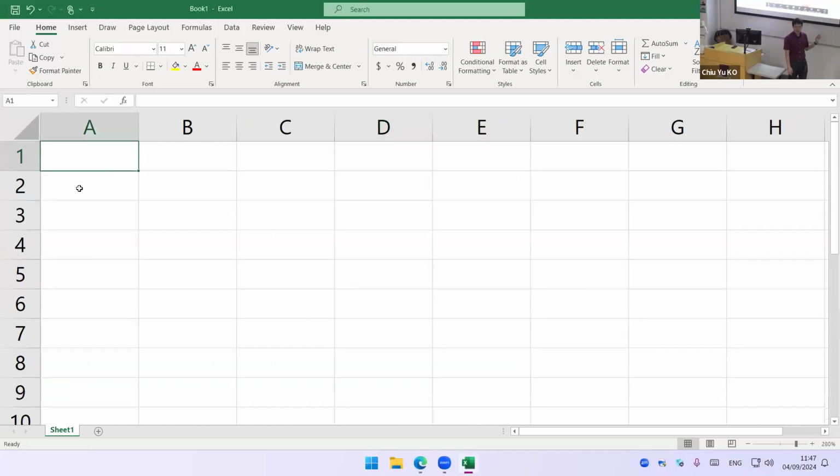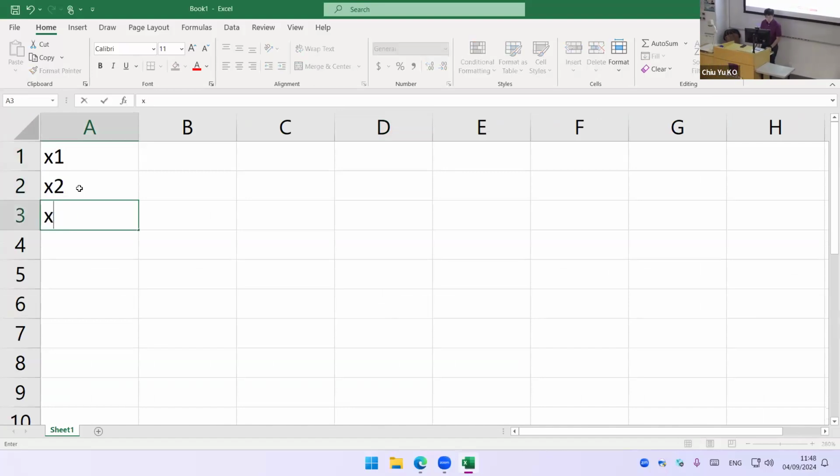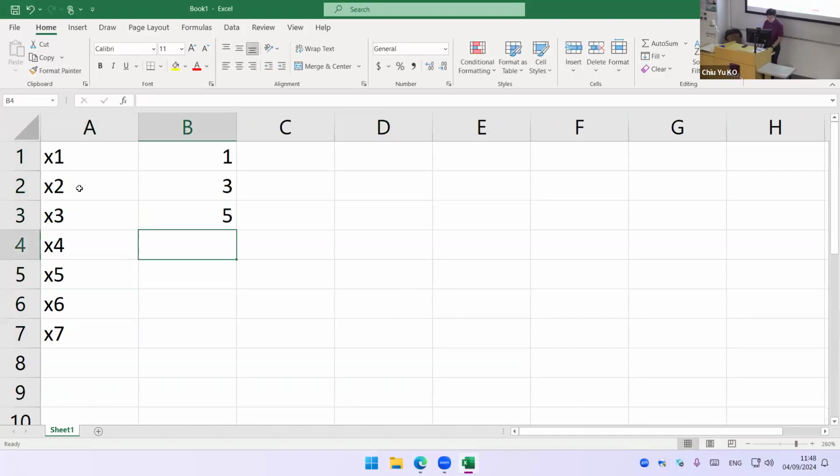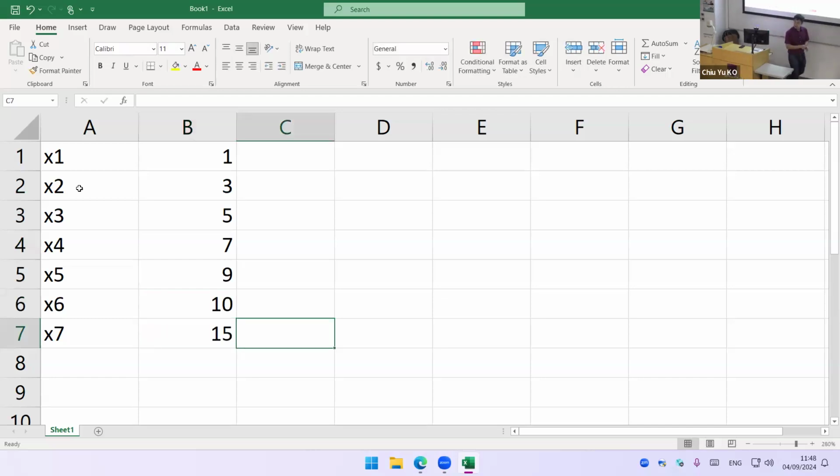Now let's consider the case where we have several data points. Let's do an exercise. We have x1, x2, x3, x4, x5, x6, x7. Suppose there are 7 data points. Let me randomly put some numbers there to show you how we do it. Maybe I have 1, 3, 5, 7, 9, 10, 15. In that case, how can you calculate this?